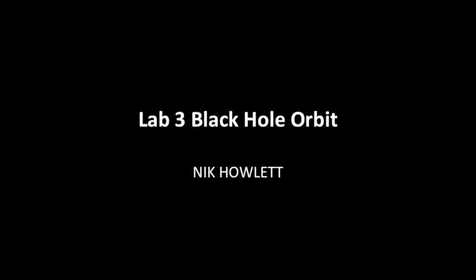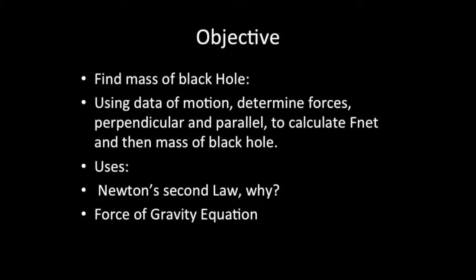In Lab 3, we are trying to calculate the mass of a black hole based on given motion about a star orbiting around it. To do this, we determine the net force to be only gravity and that no other forces are involved in changing the motion of the orbiting star. Using data derived from the motion of the star, we can separate the forces into parallel and perpendicular forces and then use that to calculate Fnet and then the mass of the black hole.